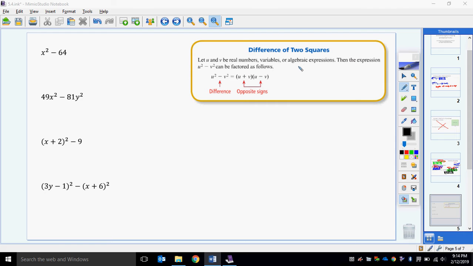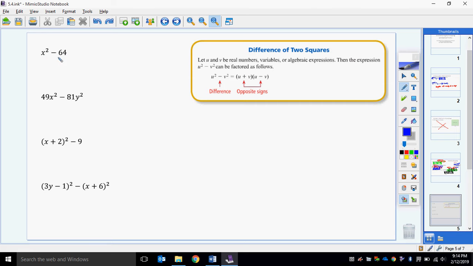So far we've factored out monomials, one terms, and we've factored by grouping. Now we're going to look at a special type of factoring. It's called the difference of two squares. Now, u and v, remember they can be numbers, variables, or algebraic expressions. If you have two things that are squared and you're subtracting them, the difference of two things being squared, we can factor it into two binomials. The first binomial is that u value plus the v value, and the second binomial is the u value minus the v value. So they're opposite signs here, plus and minus the u and v.